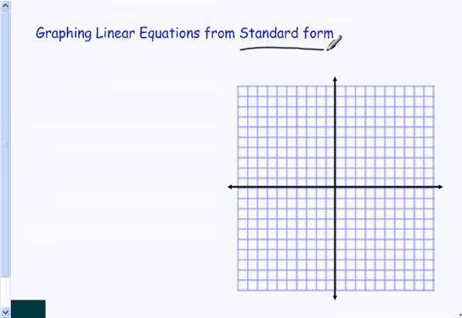I'm going to show you how to graph a line that is in standard form. Let's do a nice simple one. How about 3x minus 2y equals 6?